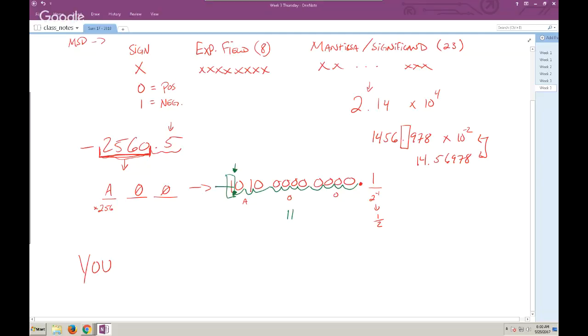The other special cases we're not going to go into, but just so that you're aware they exist, is positive infinity and negative infinity. And then we also have a NaN, so we'll throw that in there too.